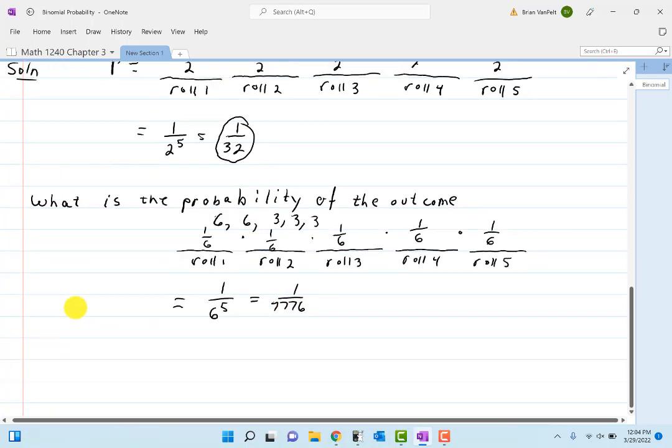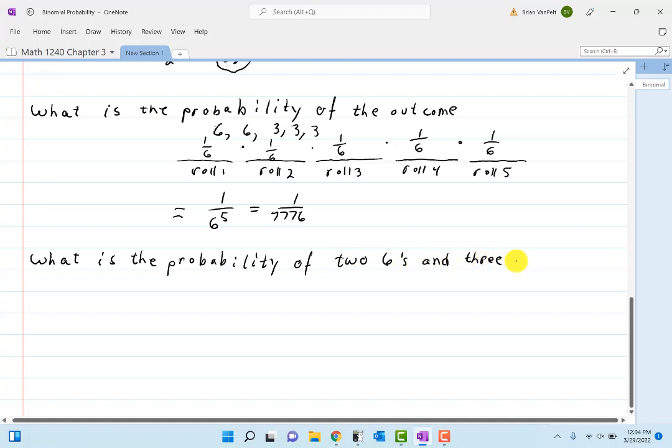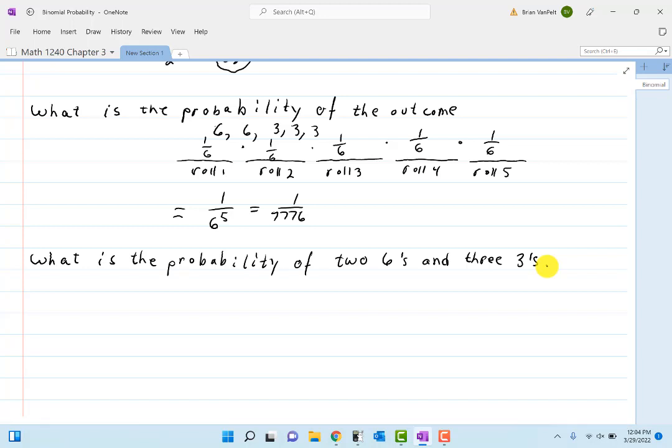But now let me vary this. What is the probability of 2 6s and 3 3s? So notice this is a little different. I'm not saying that the 2 6s have to come up front. The 2 6s can occur anywhere. Similarly, the 3s can occur anywhere.